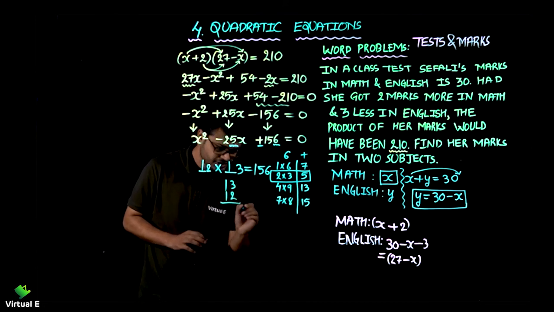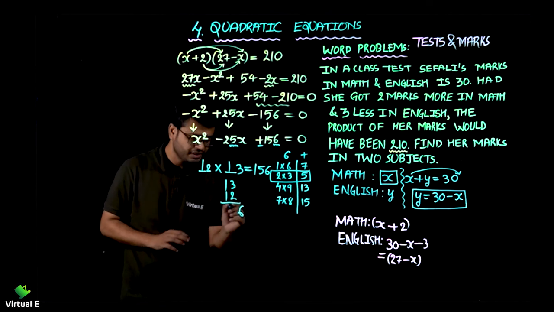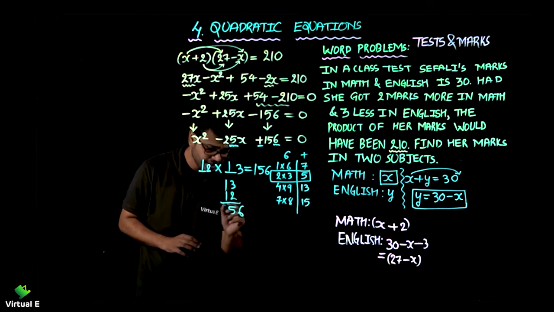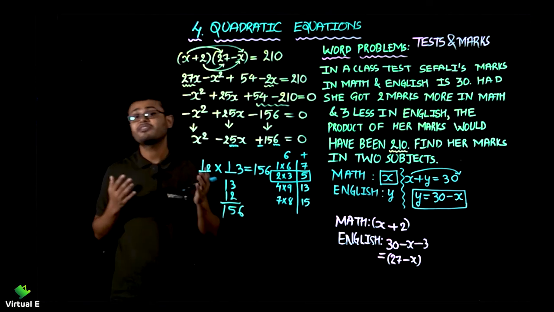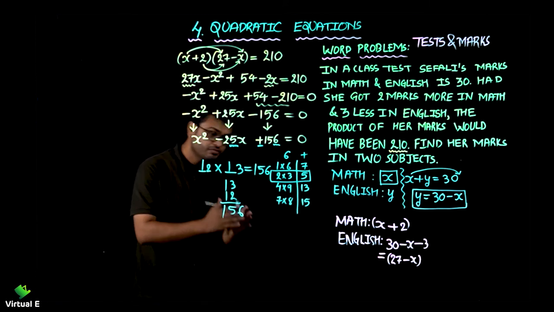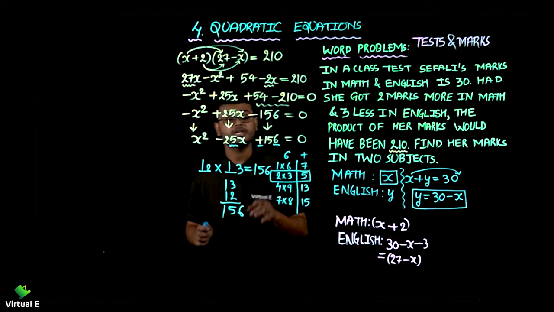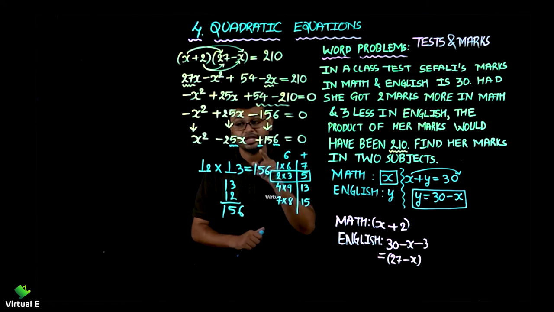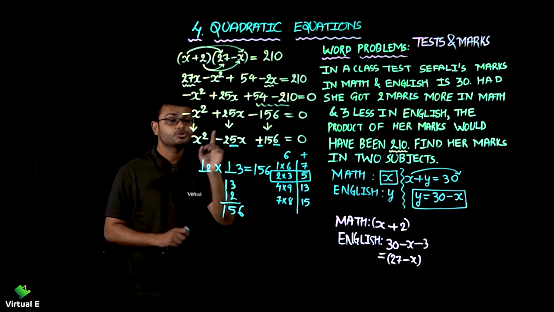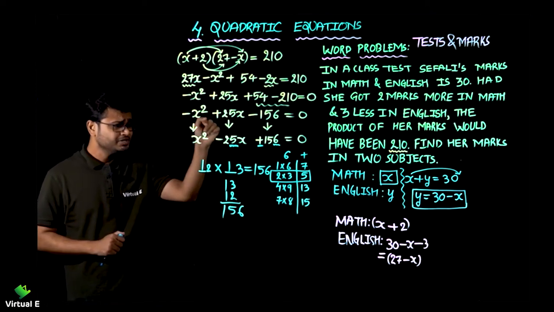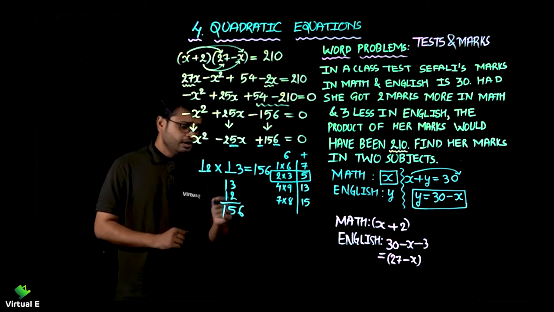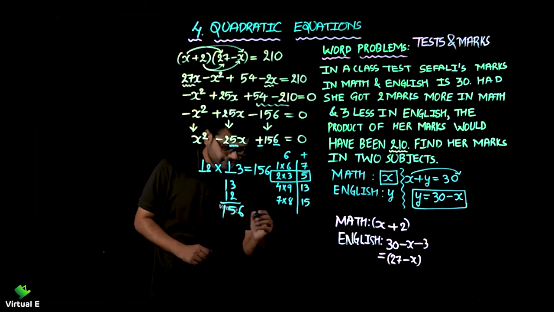12, 2 3s are 6, then 2 plus 3, 5, 5, 1 1s are 1. So 156. What are my factors? 13 and 12. Simple, my factors are 13 and 12. Now see, what should be the product? Positive. But what should be the sum? Minus 25. So let's take them as negative then.